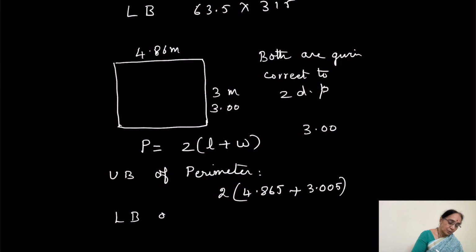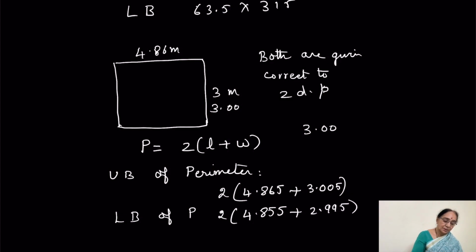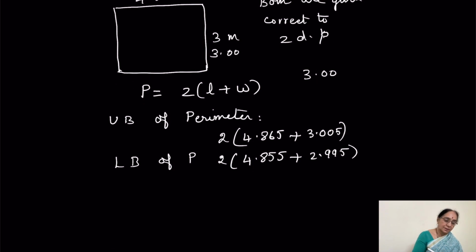What will be the lower bound of perimeter? That will be 2 times the lower bound of the length, 4.855, plus the lower bound of the width, subtracting 0.005, so 2.995. This gives the lower bound of the perimeter. Use your calculator and get this answer.